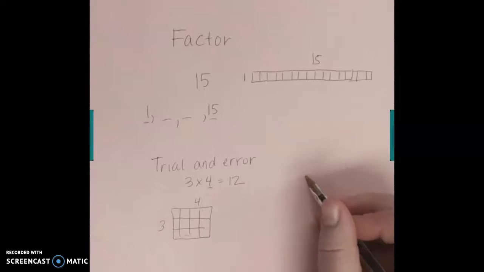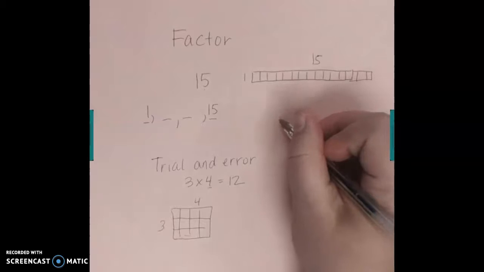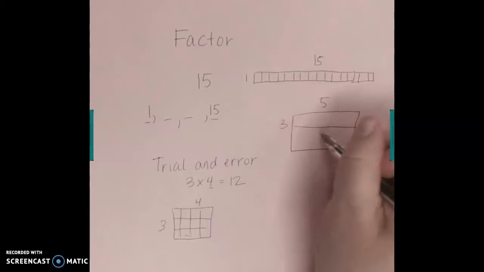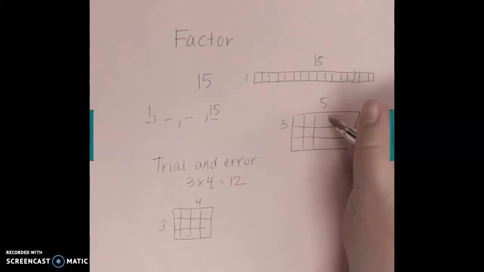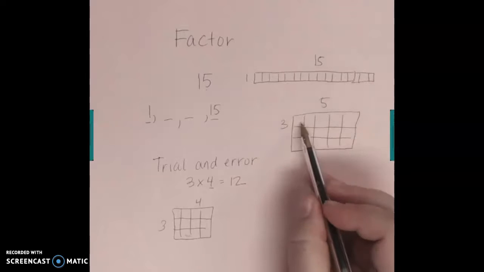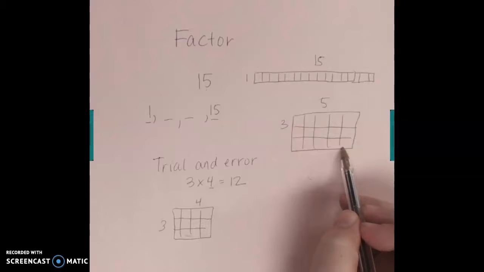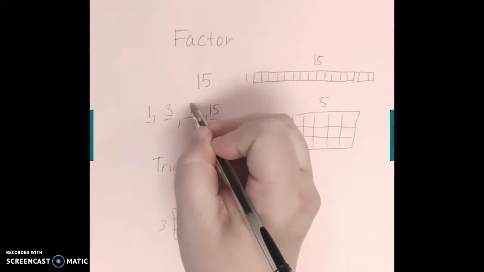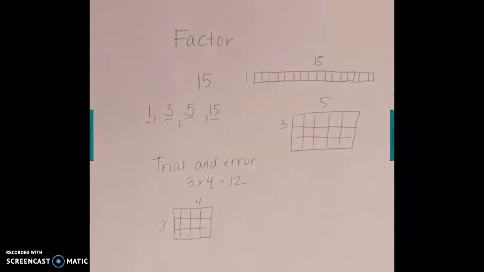So let's try 3 times 5. 3 times 5 is 15. 5, 10, 15. So we know that the other factors of 15 are 3 and 5.